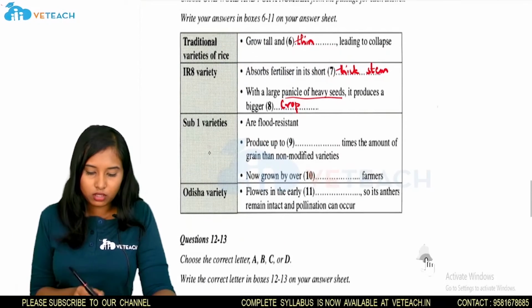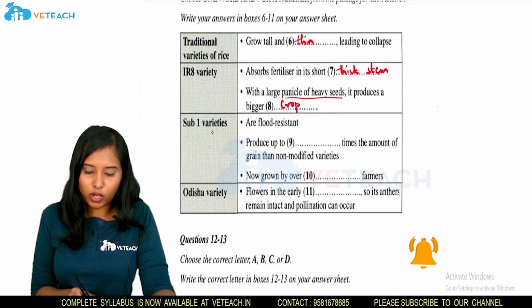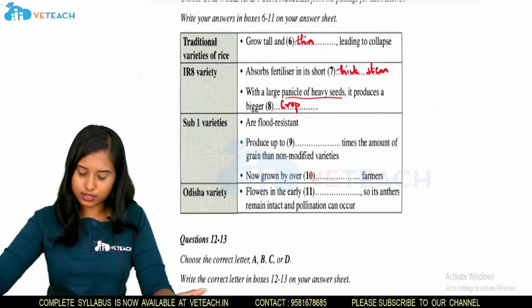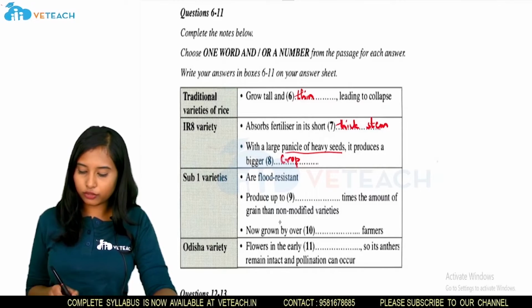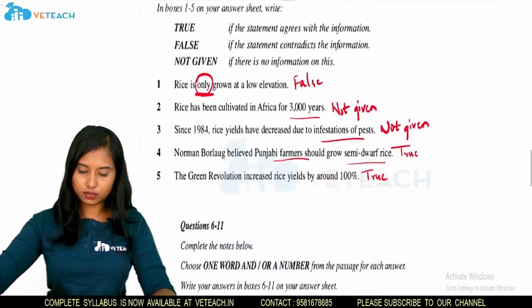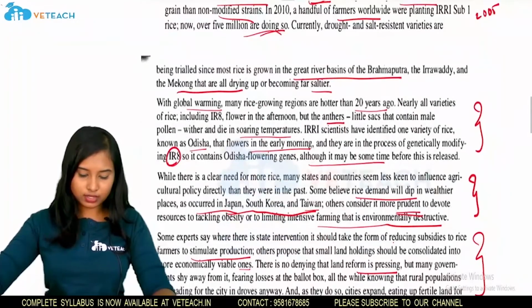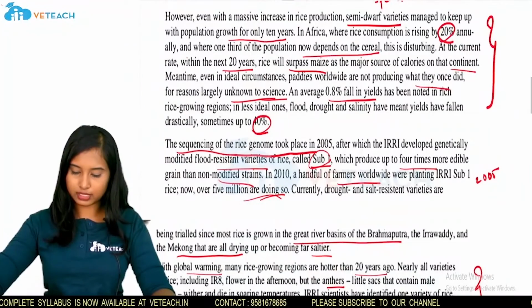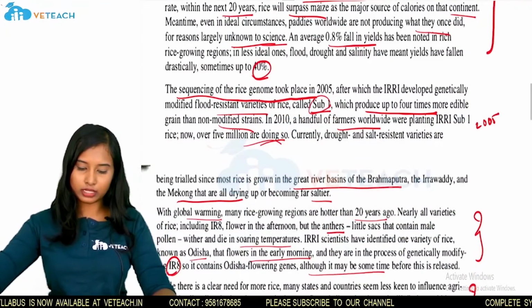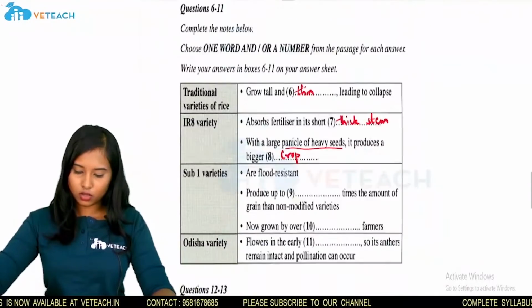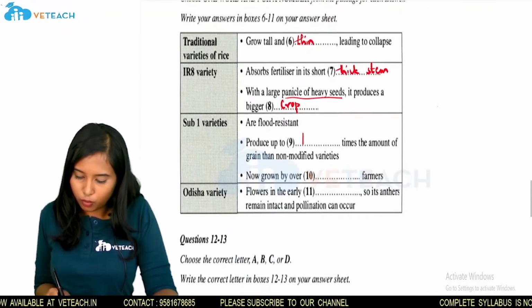What are the properties of Sub-1 varieties? Are flood resistant, produce up to blank times the amount of grain than non-modified varieties. And this information is given in the 6th paragraph of the same passage, which says they produce up to 4 times more edible grain than non-modified strains, which makes our answer 4.